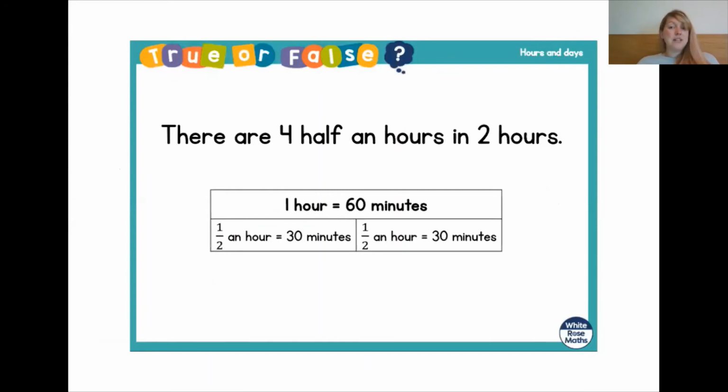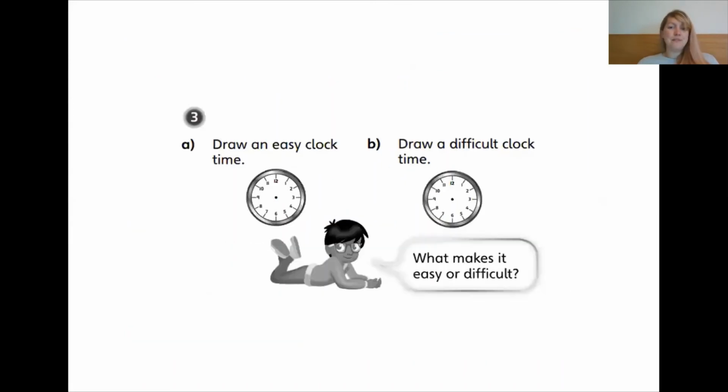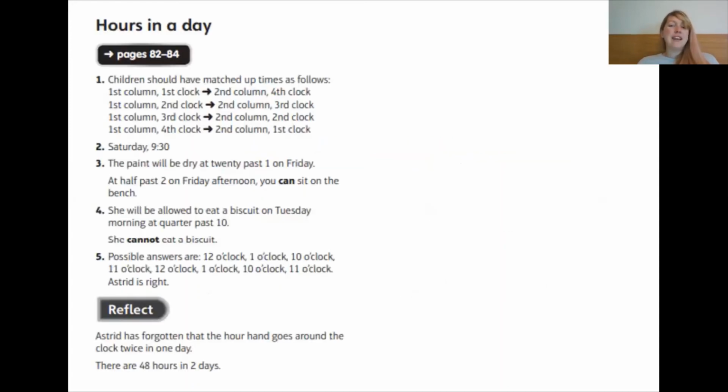Here are your extension questions. True or false? There are 4 half an hours in 2 hours. Of course, that's true. So here you need to draw an easy clock time and a difficult clock time. And you need to discuss what makes it easy for you and what makes it difficult for you. And finally, here are your answers. How did you get on?